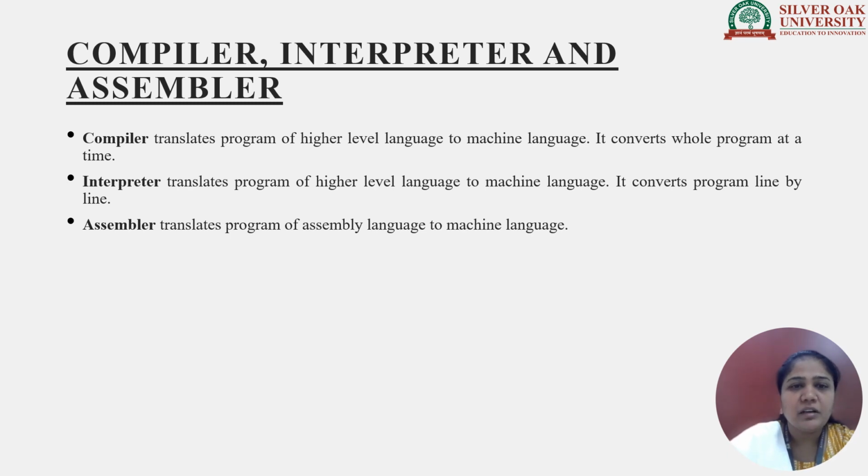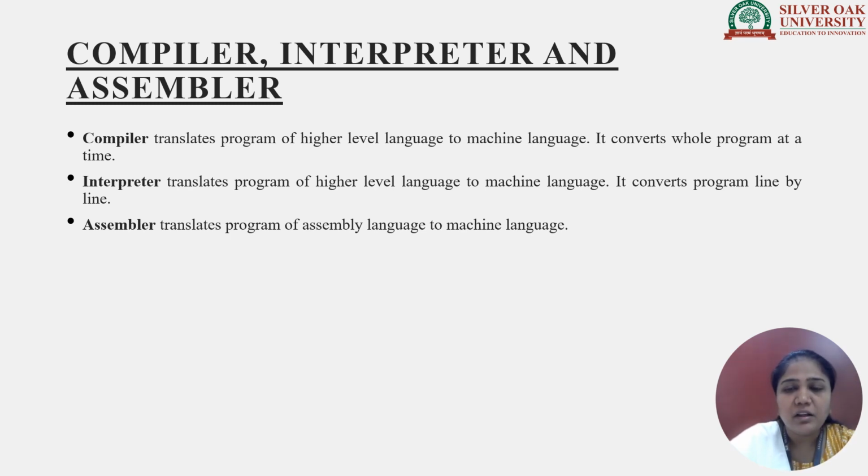Now, the other three important portions are compiler, interpreter, and assembler. Now, what is a compiler? As the definition says, it translates the program of higher level language to the machine language. It converts the whole program at a time. As in the previous figure, a machine level language deals with the hardware and humans deal with the higher level language. So how is that higher level language converted into the machine level language? For that we have two different softwares: one is the compiler and one is the interpreter.